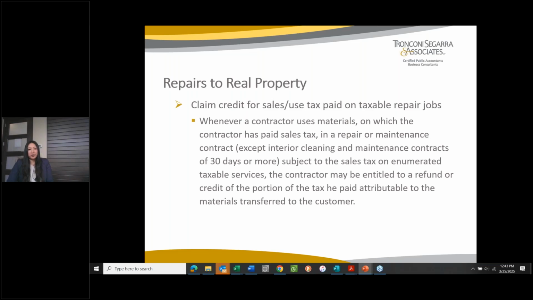So on repairs to real property, we've already talked about how the contractor pays tax when they purchase materials. When they use those materials in a job that ends up being a taxable repair job, meaning when they bill the customer for the job they're going to be charging tax, they're eligible to take a credit for the tax that was paid on materials. This would be done on the sales and use tax return. There's an area for taking a credit.